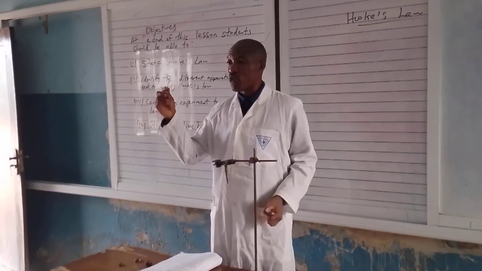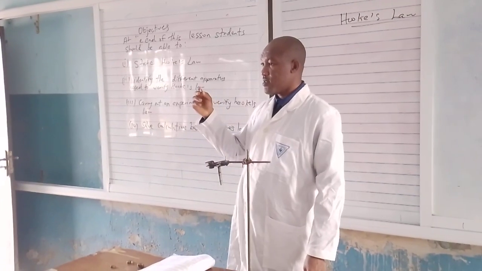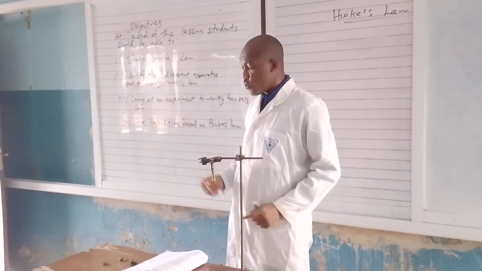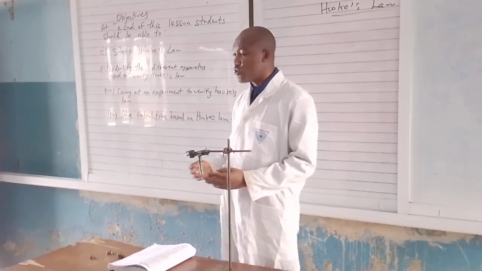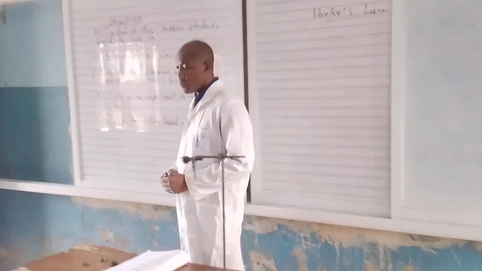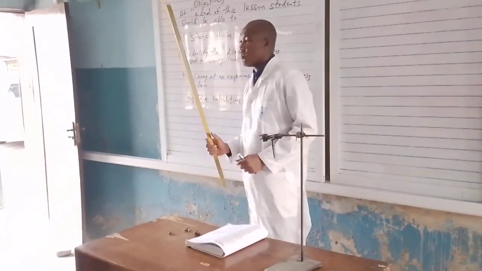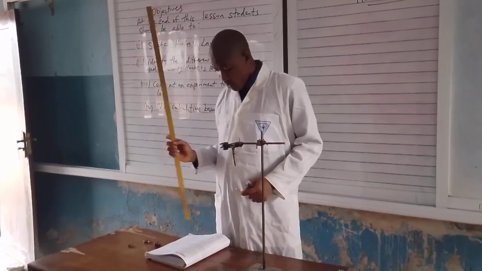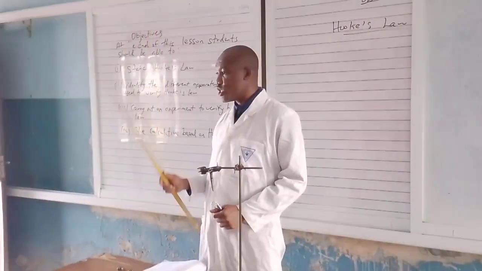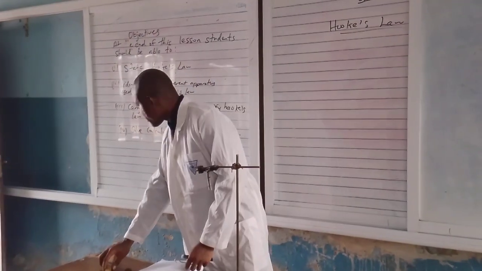Now what I have here is called a mass hanger. This is my retort stand. So all these are the apparatus that we're going to use to verify Hooke's law. The last one is this one here, called the meter rule. We use it for measuring length.